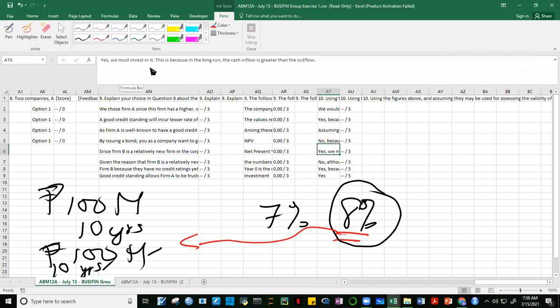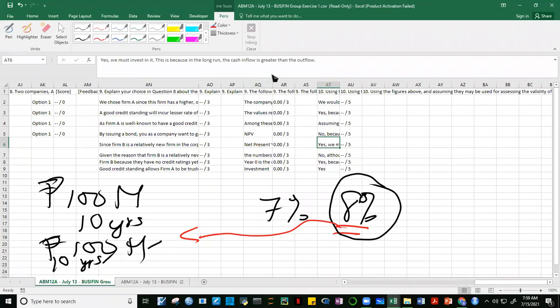Then this one says we must invest because in the long run, the cash inflow is greater than the cash outflow. So this is also a good answer, guys. But something is fundamentally wrong with this answer, which I'm going to explain in a while. What they did was compare the outflow, which is 10,000, and the inflow, which is 15,000. The result, as they said, is to invest because the inflow is greater than the outflow. Mathematically, that's correct. But there's a finance principle that's violated here. I'll show it in a while.